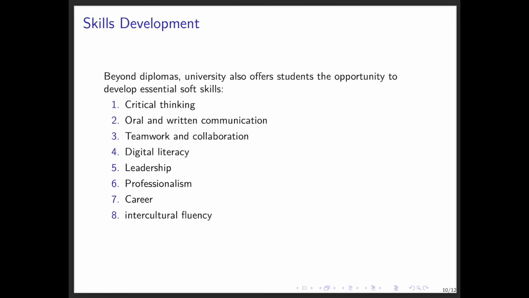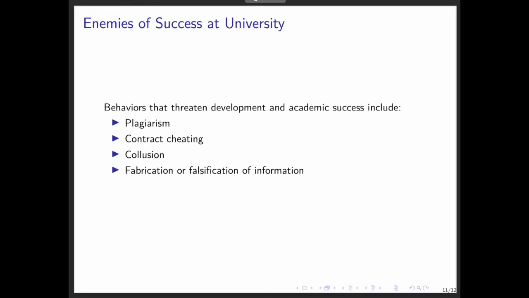Finally, let's talk about some of the main enemies of success at university. Behaviors that can seriously threaten your academic progress. First, plagiarism. This means presenting someone else's work as if it were your own. Second, contract cheating. This happens when a student pays another person to complete an assignment, sit an exam, or write a paper on their behalf.